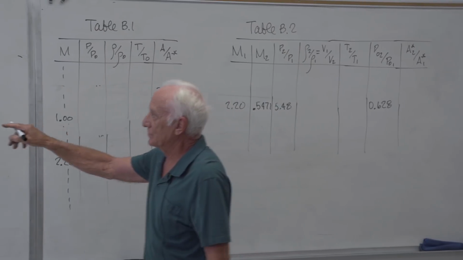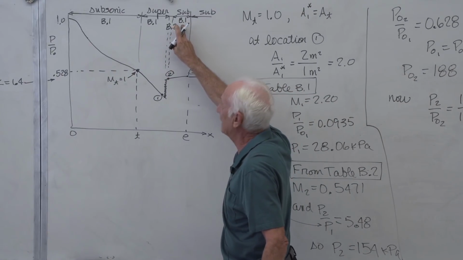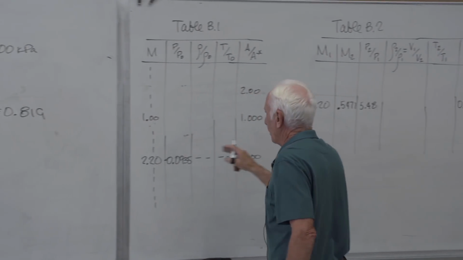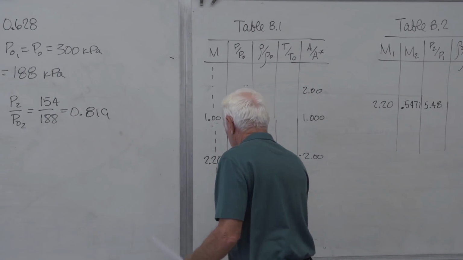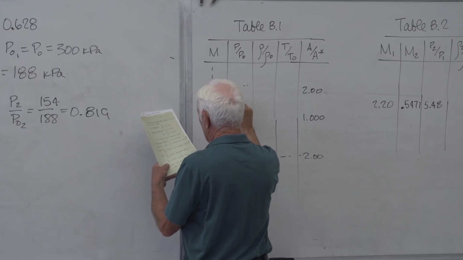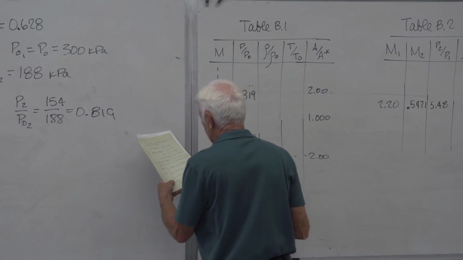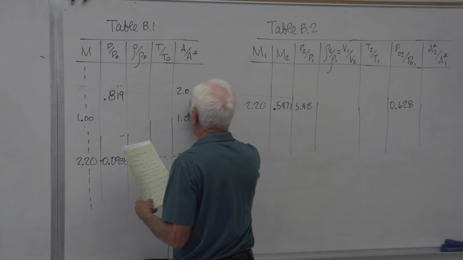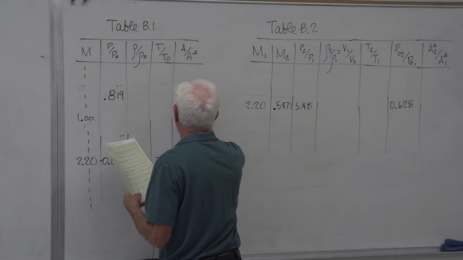I go to table B1. P2 is going to be what now? Be careful. See, P2 is subsonic. It says go to table B1. Okay, go to table B1. Look for a pressure ratio of what? 0.819. So 0.819 is going to be subsonic. There's a pressure ratio, A over A star, 1.255.